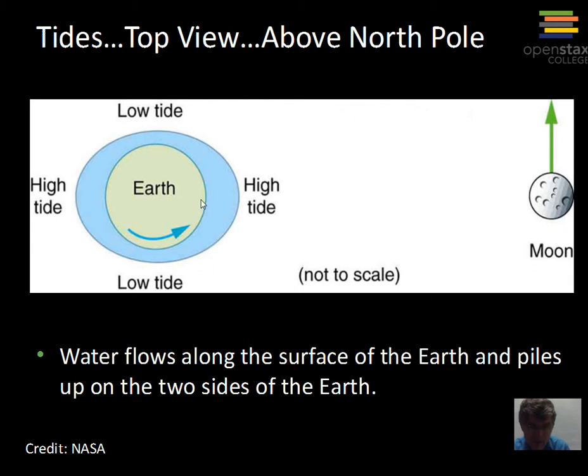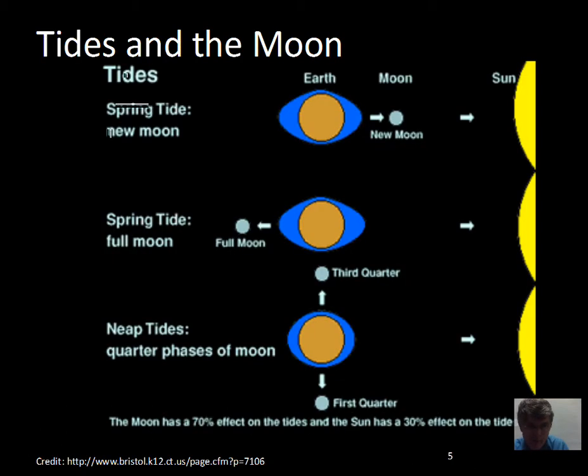But you should realize roughly there are 2 high tides per day. There are 2 high tides, one on each side of the Earth compared to where the moon is located. So tides are produced by water flowing along the surface of the Earth, not from water being pulled off by the gravity of the moon.